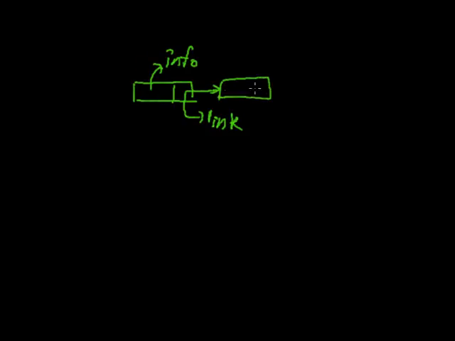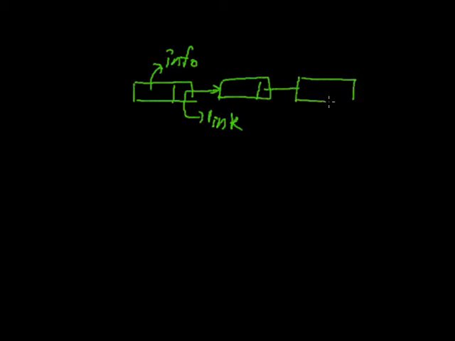Now, a singly linked list is a list of nodes, and in a node there are two parts. The first part is an info part where we store the data. The second part is the link part. This is the address to some other node.